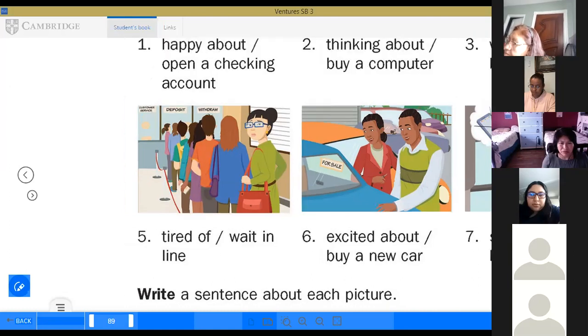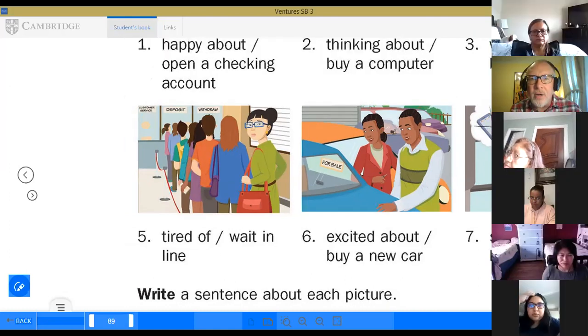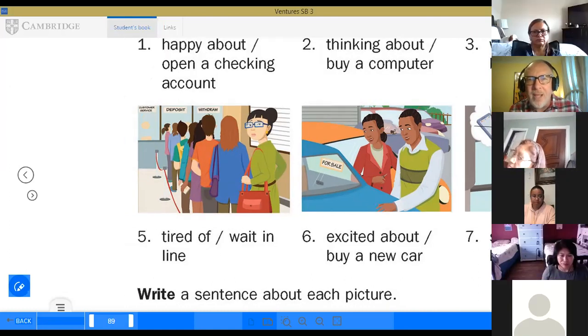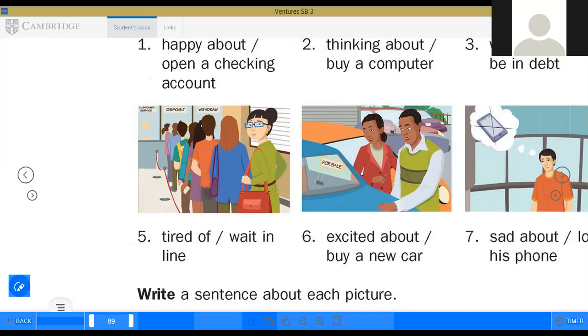How about Blanca? Blanca, are you here? Yes. Okay, Blanca, let's give you a try. All right, number 5. What is she tired of, this woman? Oh, she's not happy, right? Yeah. She's tired of waiting in line. She doesn't like it. She doesn't want to wait in line anymore. Very good.